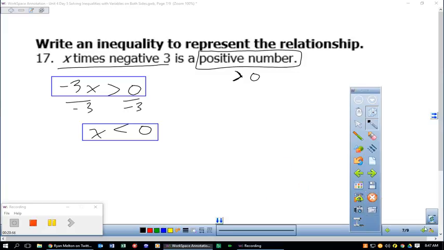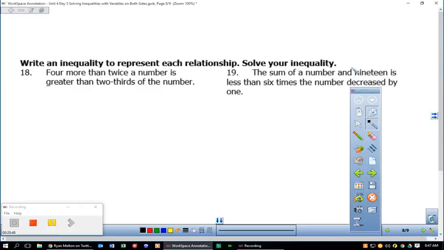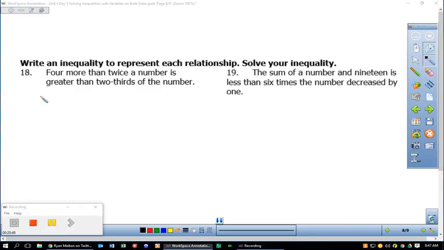Okay, number 18. 4 more than twice a number is greater than 2/3 of the number. Now these 3 words, is greater than, means greater than. So these are going to be on opposite sides. This one's going to be on one side, this is going to be on the other. How would you write 2/3 of a number? 2/3 n, we could use that.